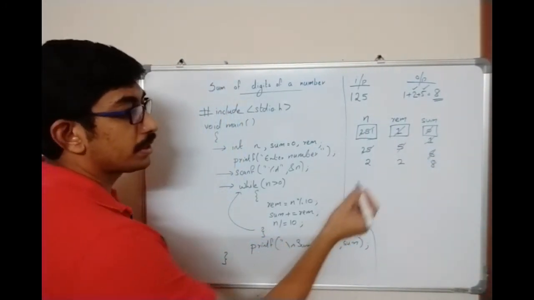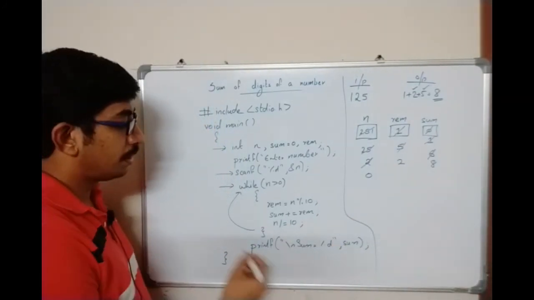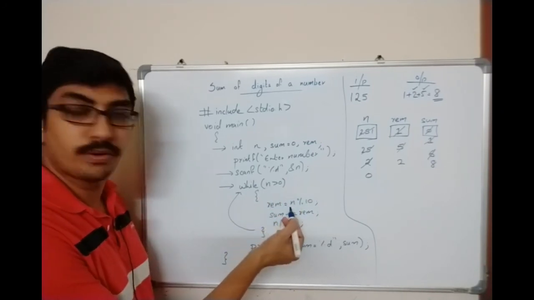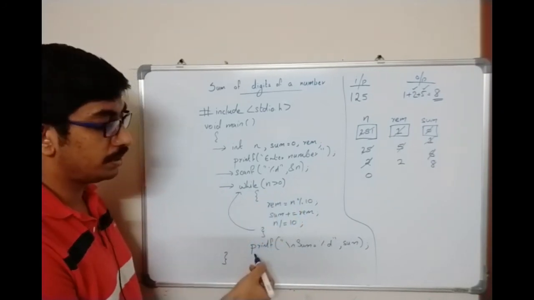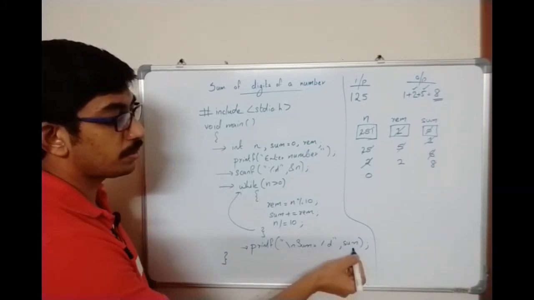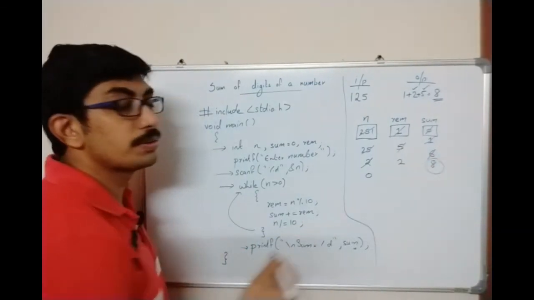n is equal to n by 10, that is 2 divided by 10, which means n will become 0. Now this condition is becoming false. 0 greater than 0 is false, which means you are coming out of the while loop. And what you are doing? Print sum is equal to the value in variable sum. So finally your value is 8.